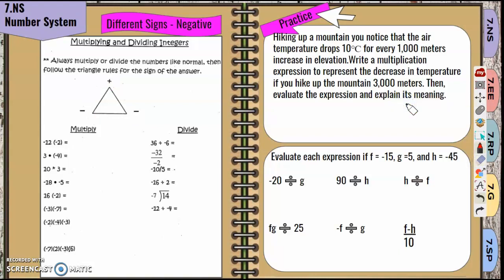So for the first one, negative 12 times negative 2. First thing I'm going to do is multiply. I know that 12 times 2 is 24. And now I look at my triangle. A negative times a negative. They're the same. So that means my answer is going to be positive. So negative 12 times negative 2 is positive 24.